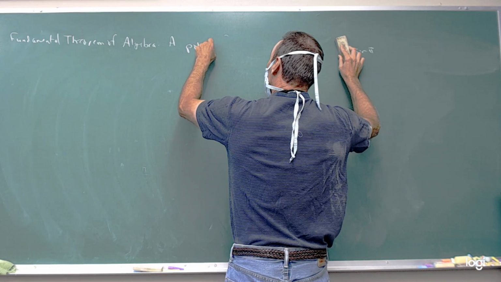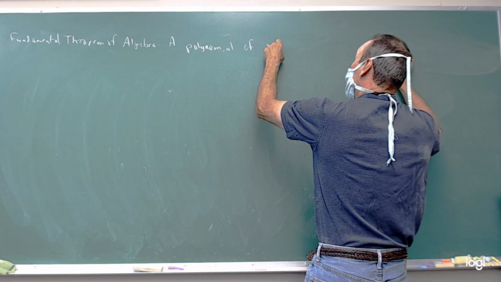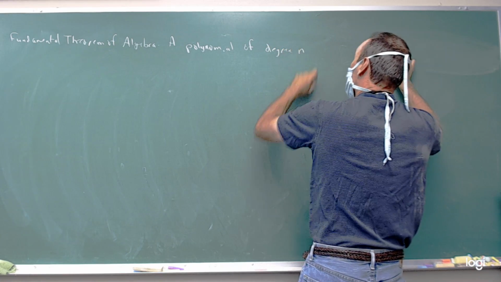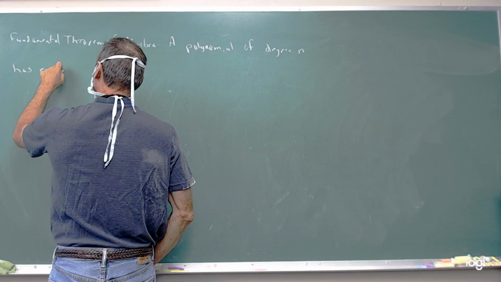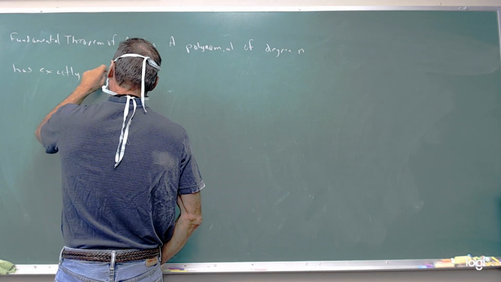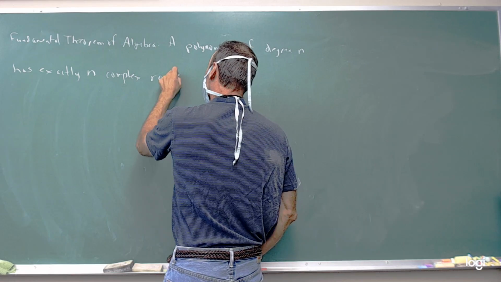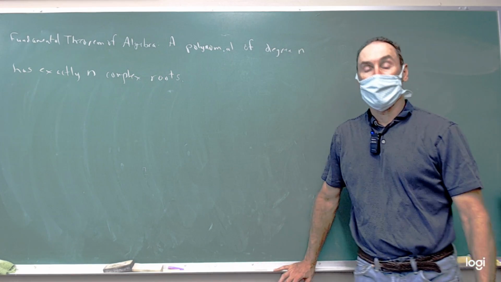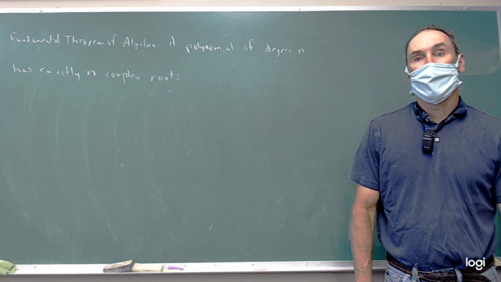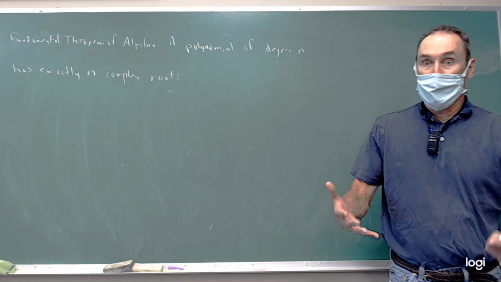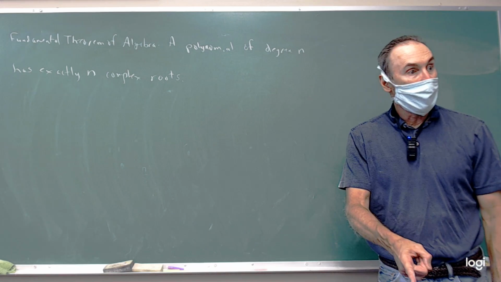A polynomial of degree n has exactly n complex roots. So if you allow imaginary numbers, any polynomial of degree n has n zeros and roots. So, are you with me there?